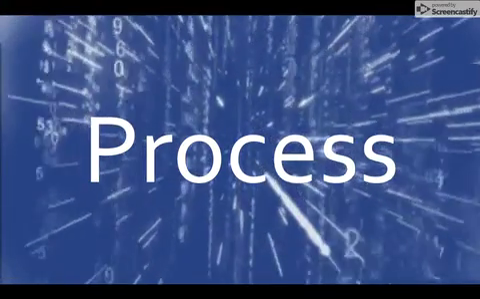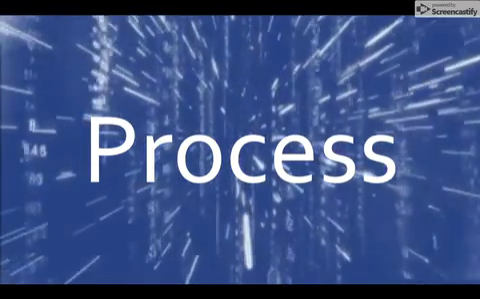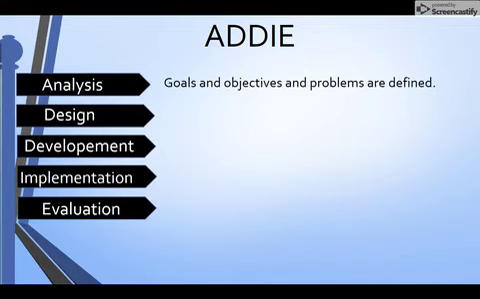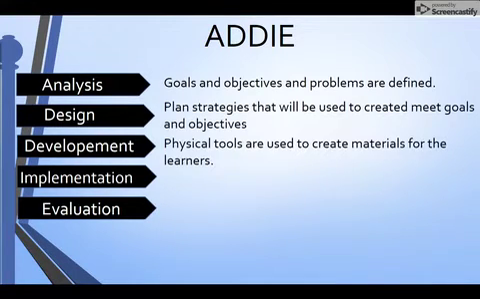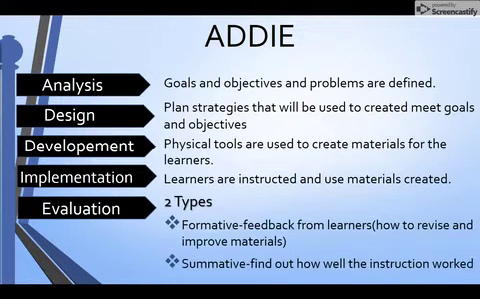Two of the most common design models in instructional design are the ADDIE model and the Dick and Carey systematic approach. One of the most commonly used instructional design models is the ADDIE model. There are 5 stages that make up the ADDIE model. The stages include analysis, design, development, implementation, and evaluation.